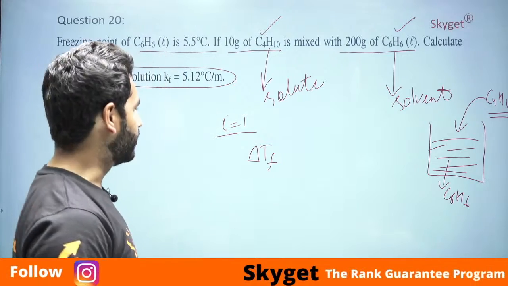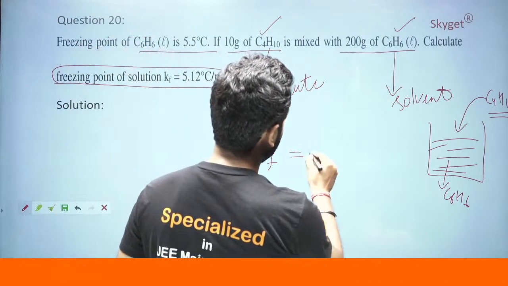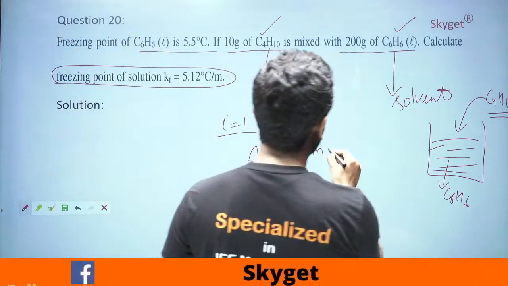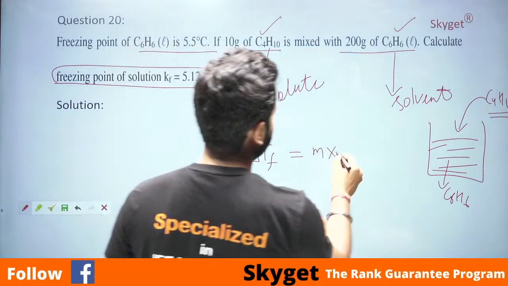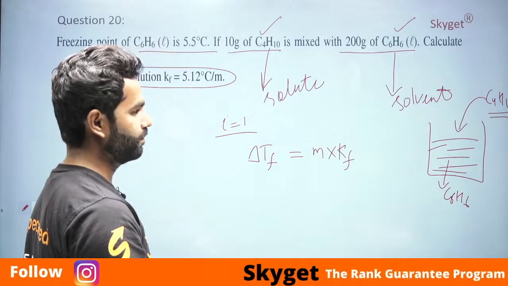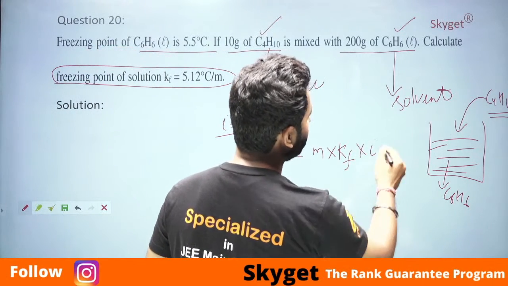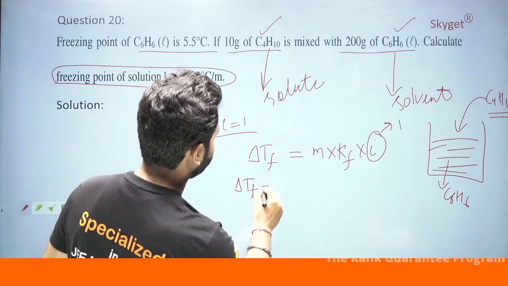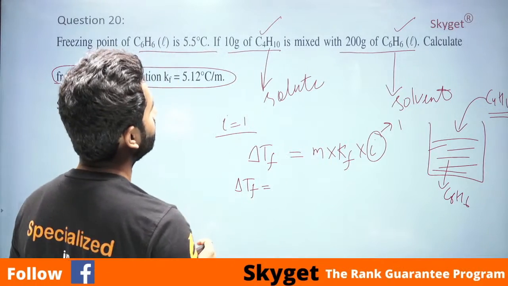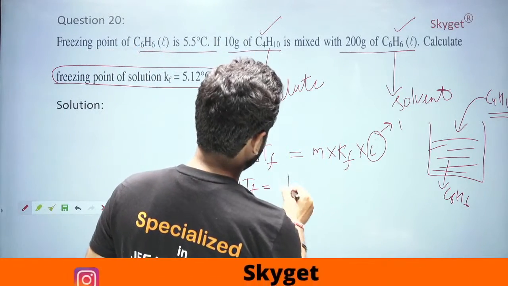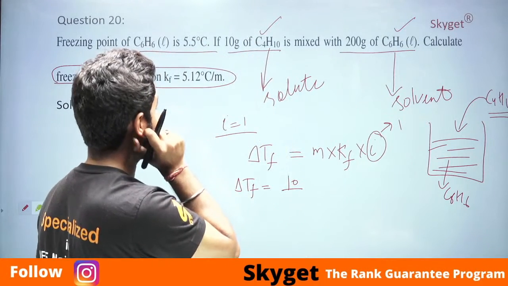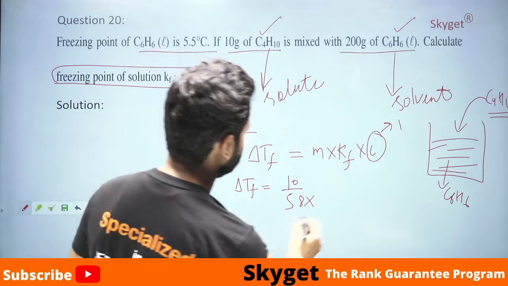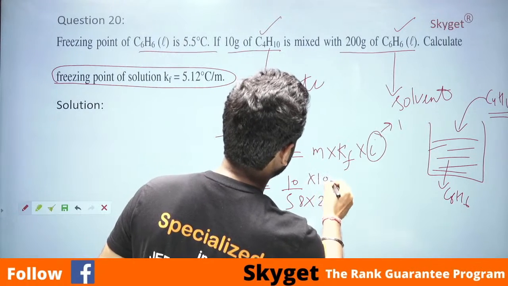Delta Tf is what? The depression in freezing point equals molality into Kf, the cryoscopic constant, into i. Now i is what? 1. So delta Tf is equal to molality. Now molality is what? Moles of solute, that is 10 upon, what is the weight of C4H10? 58, into weight of solvent in kg. In kg means 200 into 1000.